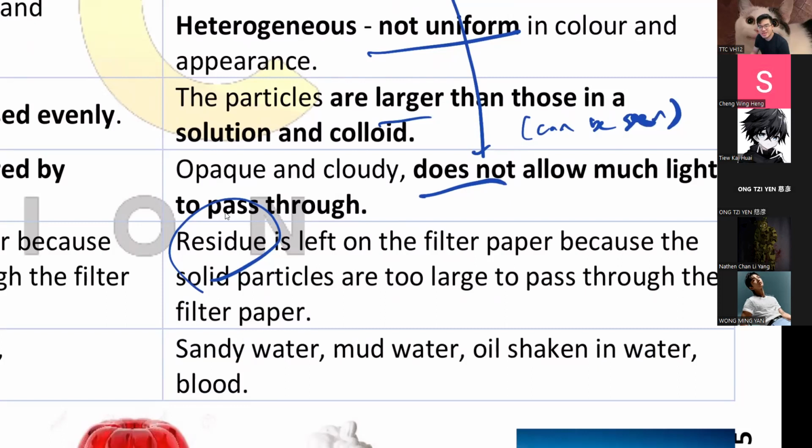You guys clear so far? Okay, I have a question here. Milo is which one? Milo is suspension or solution?